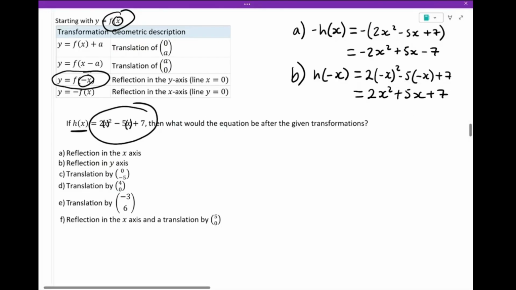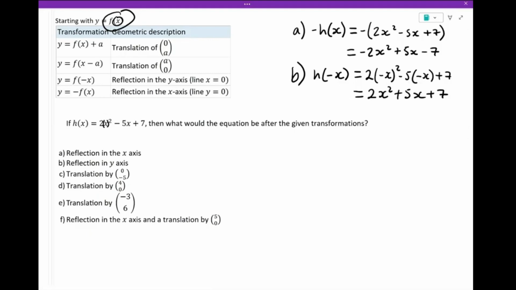Let's have a look at part C. So in part C, we're moving on to our translations. And our first translation here has a horizontal component of 0. So if I go to my table, we're looking at the top one, the y equals f of x plus a. So in order to get from my initial function to this one here, we just have to add on a, which is our vertical component of our translation. So let's write it out in terms of our h of x.